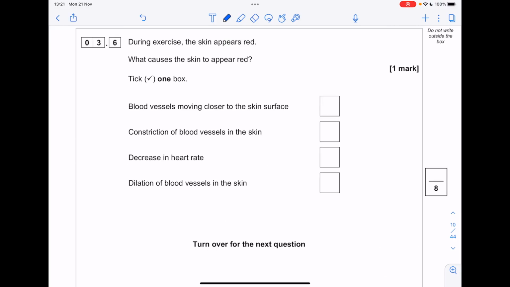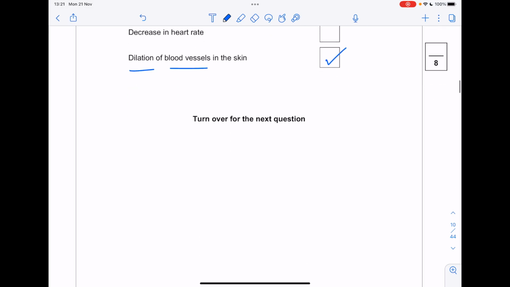During exercise, the skin appears red. What causes the skin to appear red? This is all to do with vasodilation. Dilation of blood vessels means the same thing.